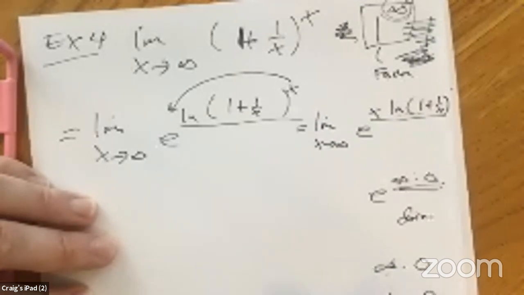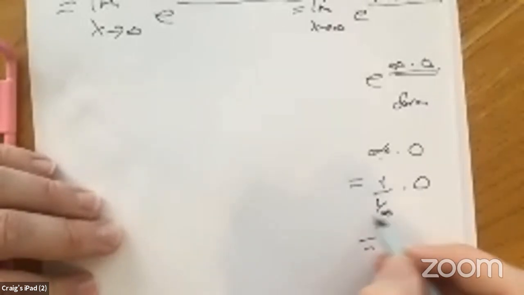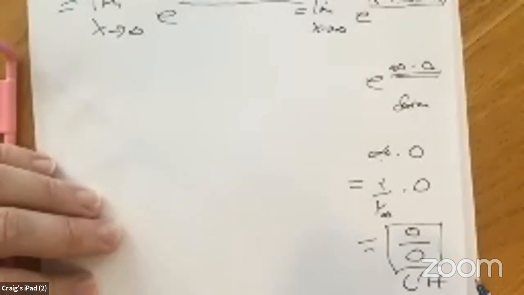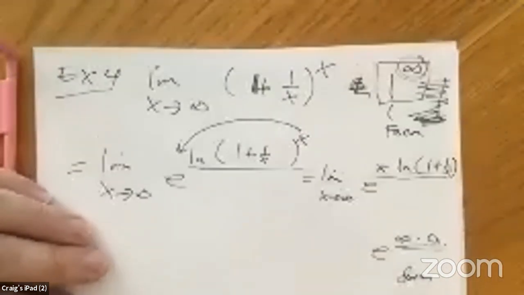And the reason I do that is because 1 divided by infinity is just 0. So this is the form 0 divided by 0. And this I can use L'Hopital's rule on. Okay, so that's our game plan.